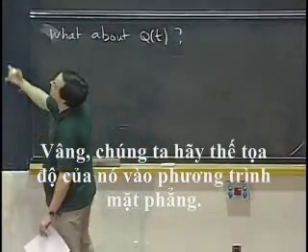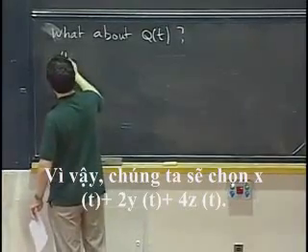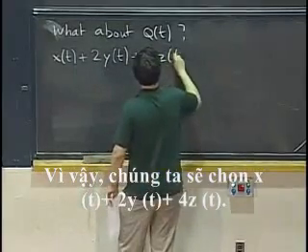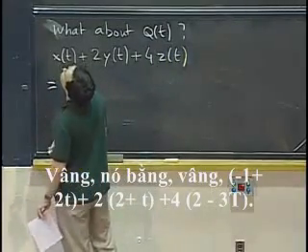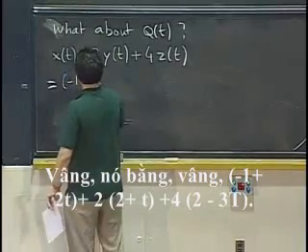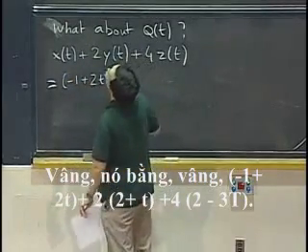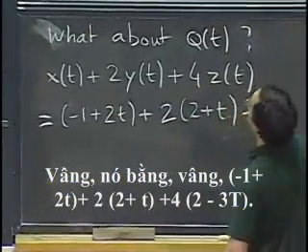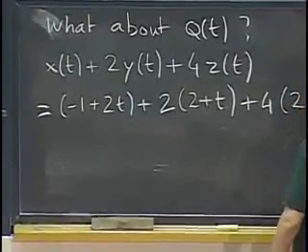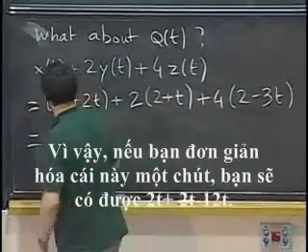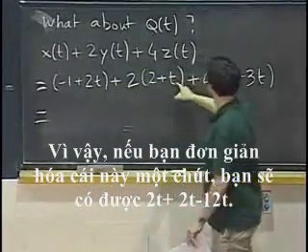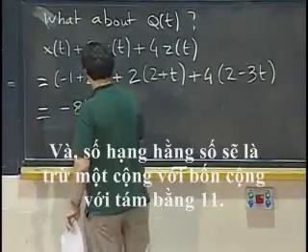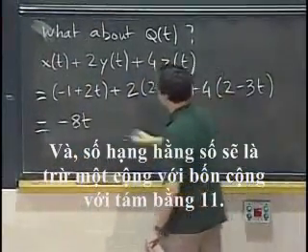Well, let's plug its coordinates into the plane equation. So we'll take x of t plus twice y of t plus 4z of t. Okay, that's equal to, well, minus 1 plus 2t plus twice 2 plus t plus 4 times 2 minus 3t. So if you simplify this a bit, you get 2t plus 2t minus 12t. That should be minus 8t.